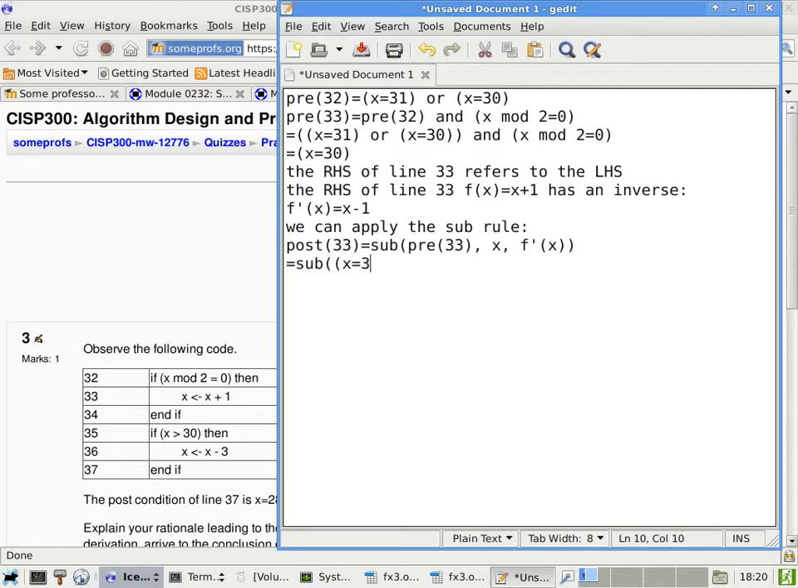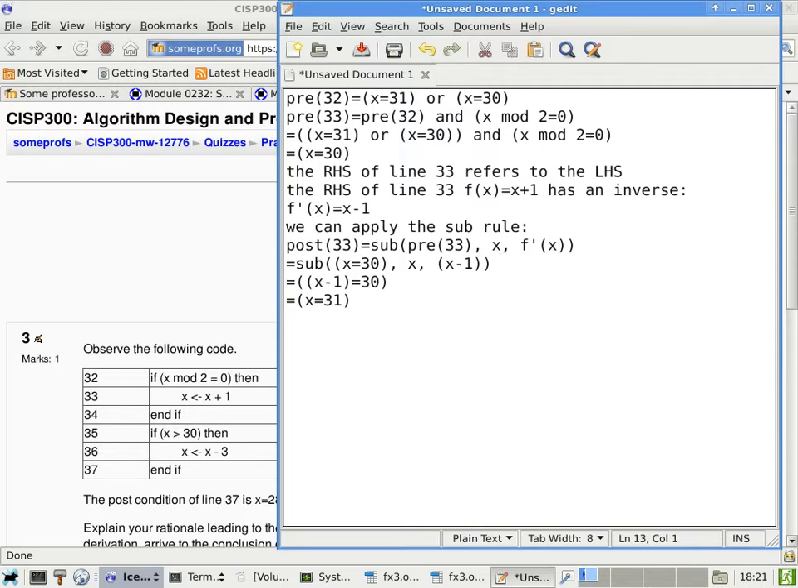Pre-33 is simple. It is just x equals 30. We replace occurrences of x with x minus 1, because x minus 1 is f prime of x. And that becomes x minus 1 equals 30. If you do one more step of algebra, x equals 31. And we do okay so far with this? Okay. The algebra in this case is just adding 1 on both sides. Adding 1 to negative 1 cancels it out. Adding 1 to 30 gives us 31.